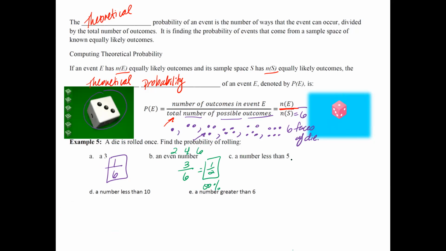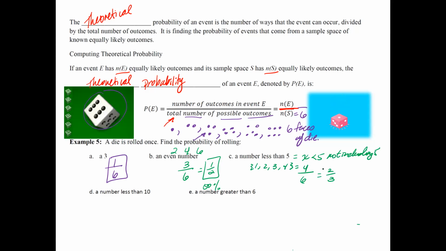A number less than 5. A number less than 5 is going to be like that, so not including 5. That will mean you can have either a 1, a 2, a 3, or a 4. So there are 4 possibilities out of 6, which is 2/3.